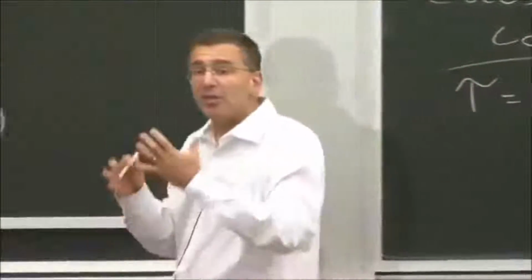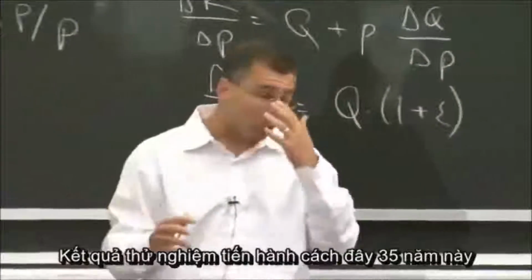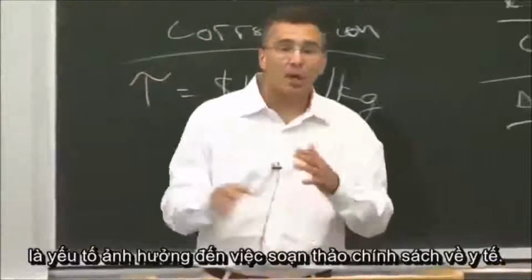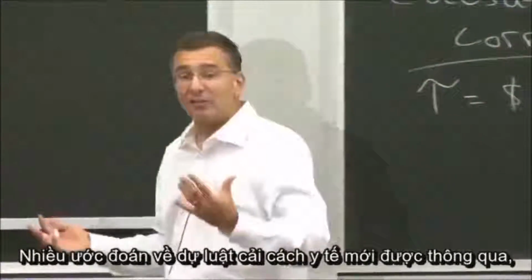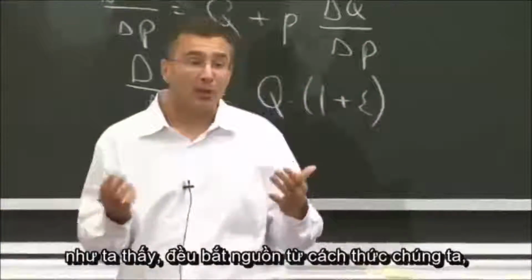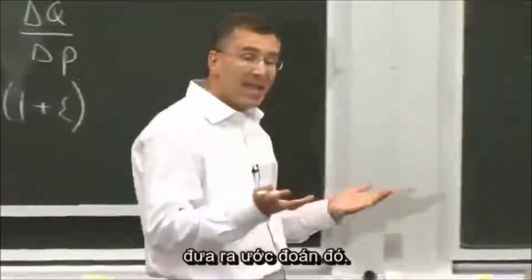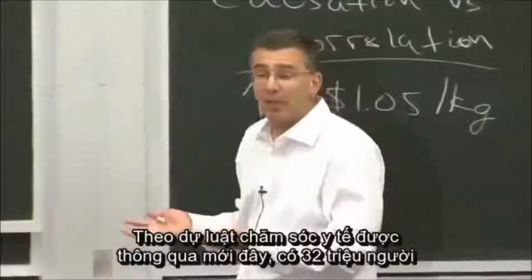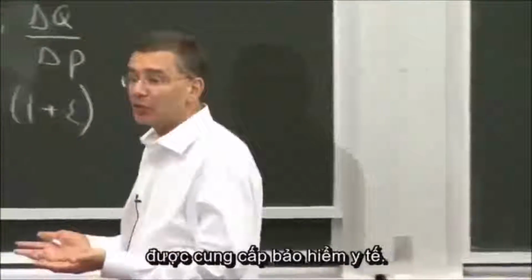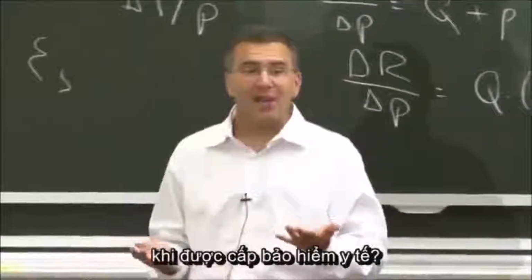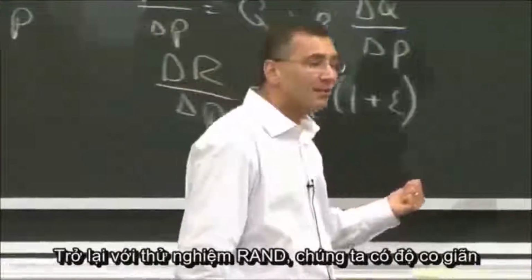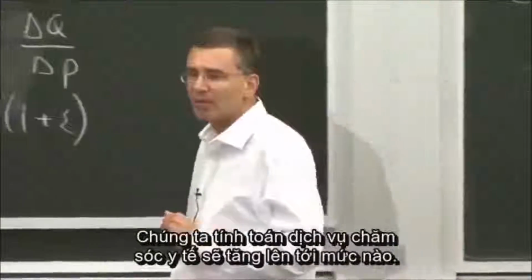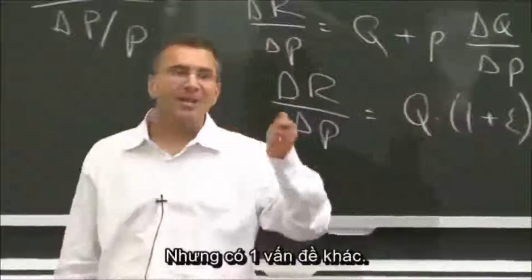That experiment, which was run over 35 years ago now, has become central. That result drives much of what we do in health policy. So a lot of the estimates that we saw for the recently passed health reform bill derived from that. How do we get that estimate? We have to figure out how people are going to respond with their medical care when we give them health insurance. The recently passed health care bill just gave 32 million people health insurance. Well, how are they going to respond to having health insurance? We go back to the RAND estimates and say, well, we have this elasticity of demand. We know what we're doing to the price. We figure out how much more medical care is going to go up. Okay?